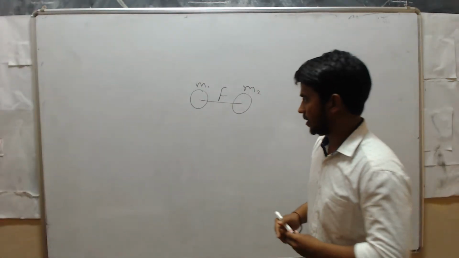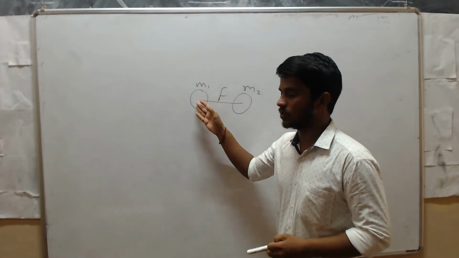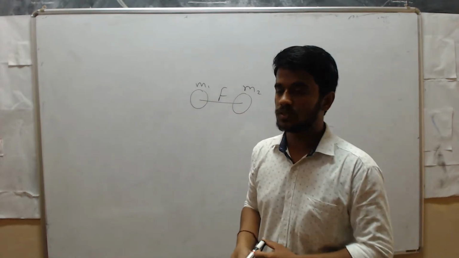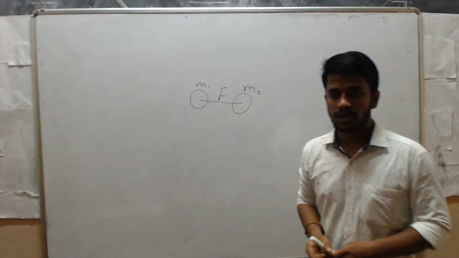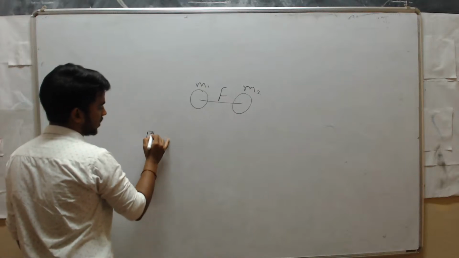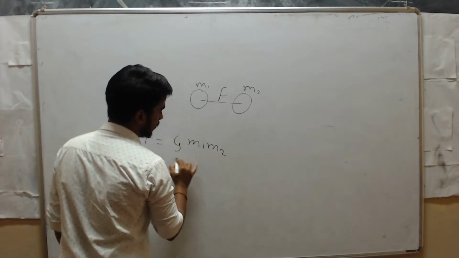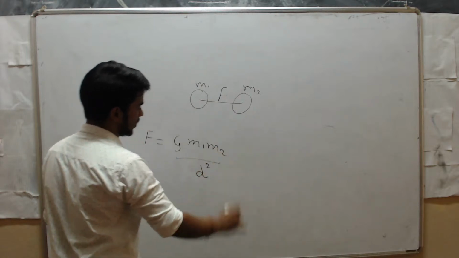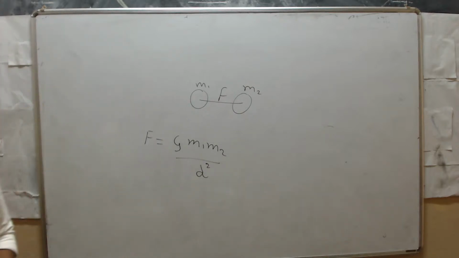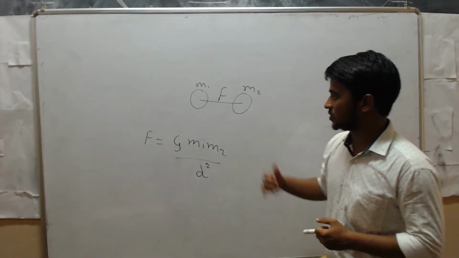Maybe this object attracts towards this one, or this object attracts towards this one. We don't know, so the force of attraction depends on the masses of the objects. Then we can calculate the force of attraction between the two objects. That is F equals G into m1 into m2 divided by d square. Here m1 and m2 are the masses of the objects, and d is the distance between the objects.